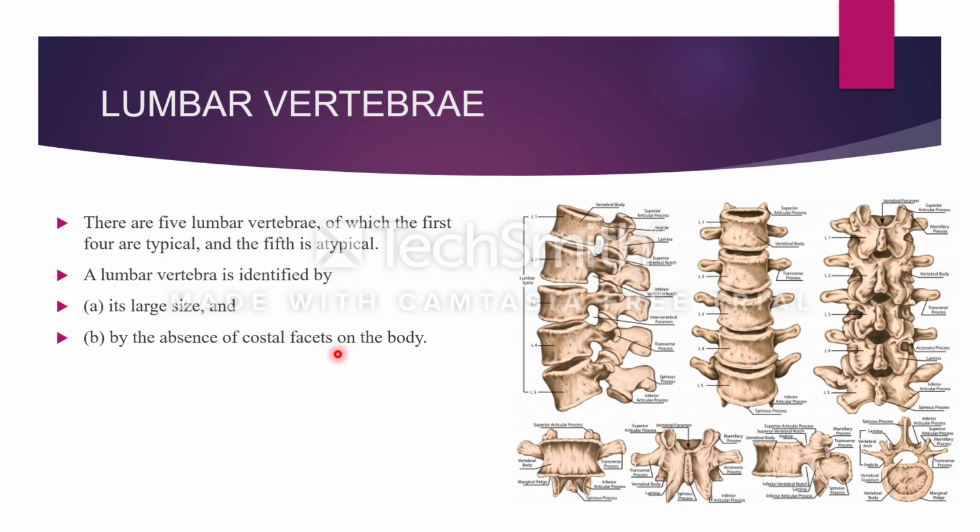The costal facets are present in the thoracic vertebra because the ribs are present in the thorax and are attached to the thoracic vertebra. For the ribs, there are some facets on the body of the thoracic vertebra. So as there are no ribs in the region of the abdomen, there will be no costal facets here.